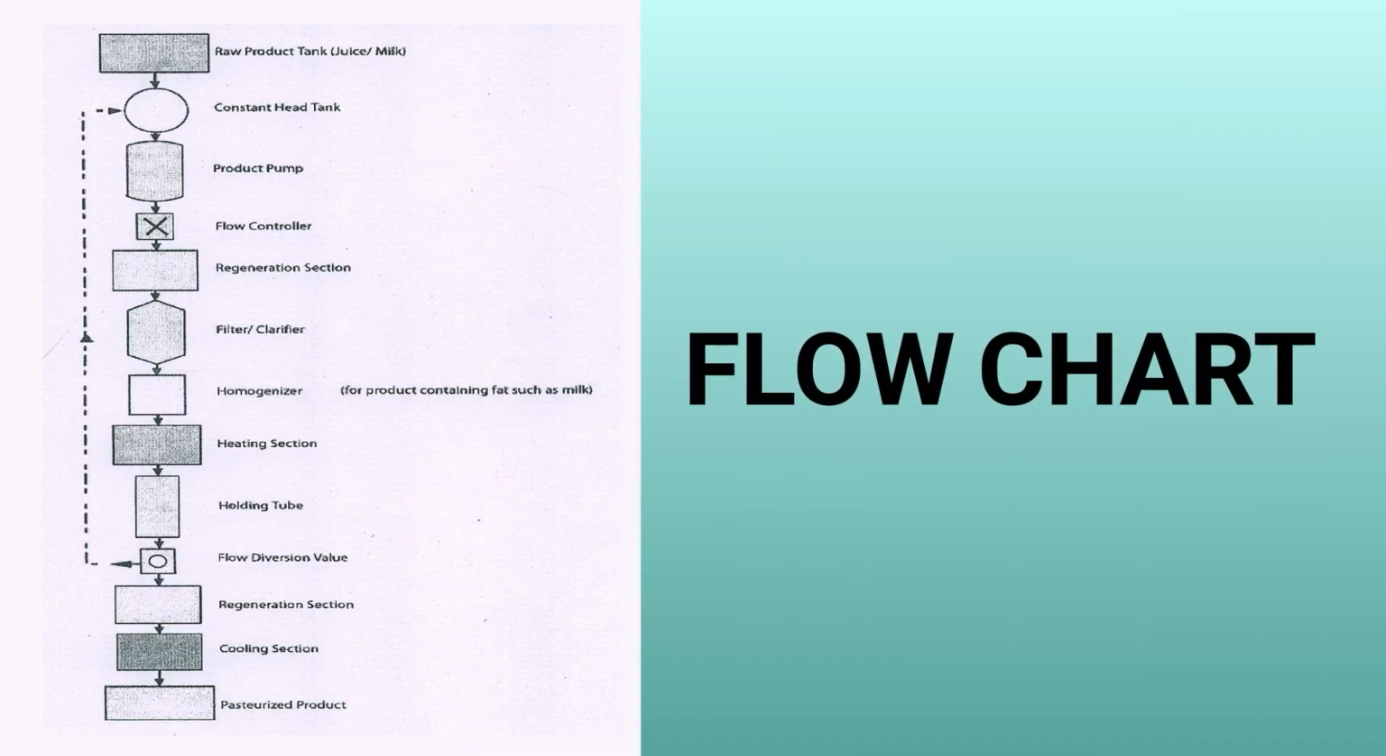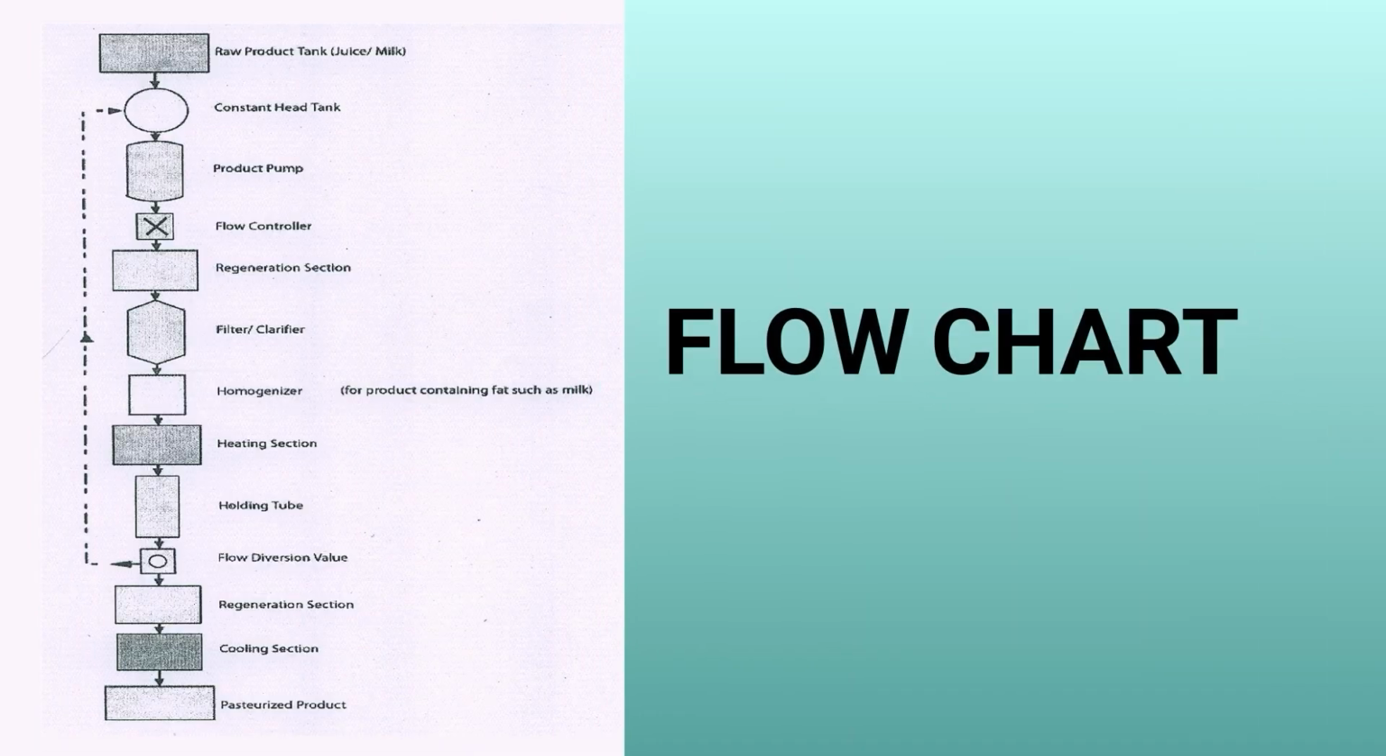Now, this is the flow diagram. The milk goes to the constant head tank, then with the product pump and flow controller, it goes to the regeneration section, then the clarifier, then the homogenizer, then the heating section, the holding section, and we have a flow diversion valve which checks it. If the temperature is not proper, it sends the milk back to the constant head tank. You can see the dotted lines, the milk is going back to the constant head tank. Then we have a regeneration section, cooling section, and then we have the pasteurized product.